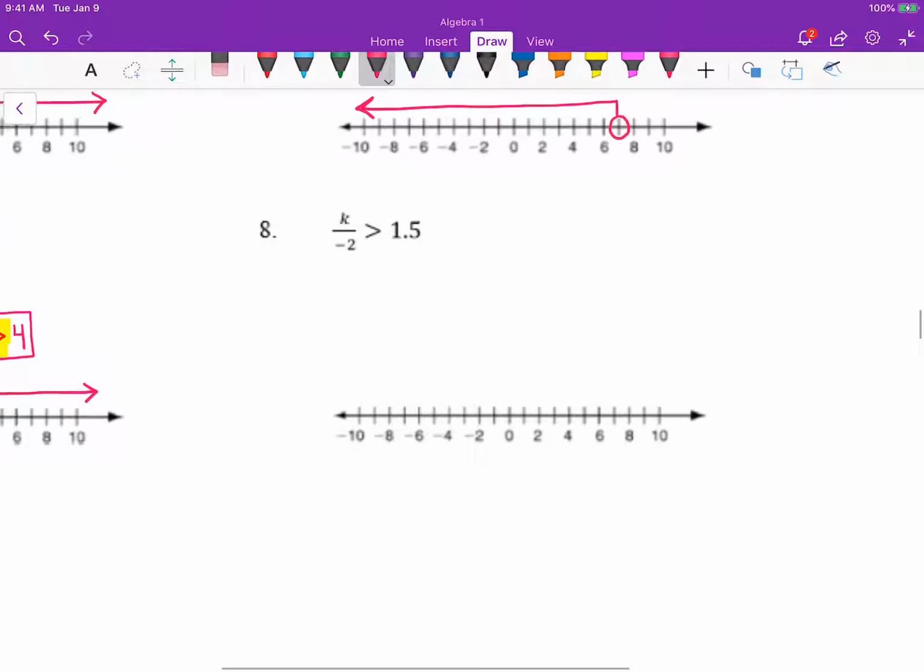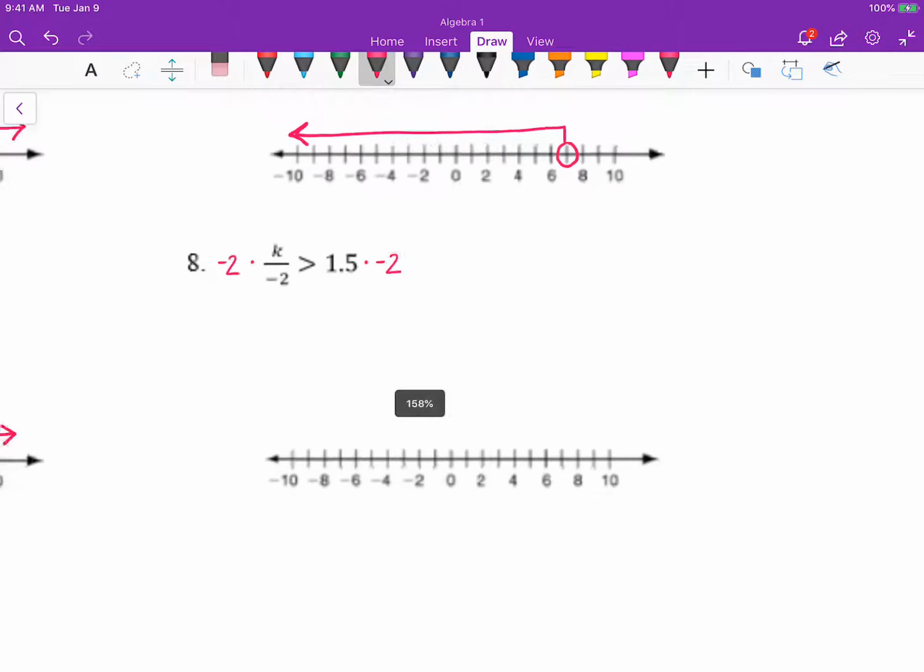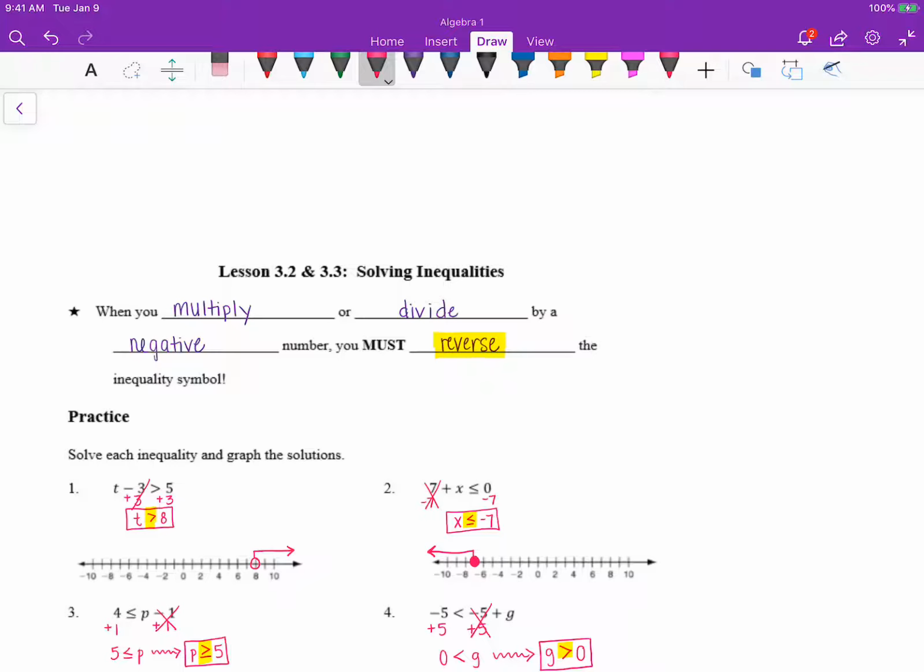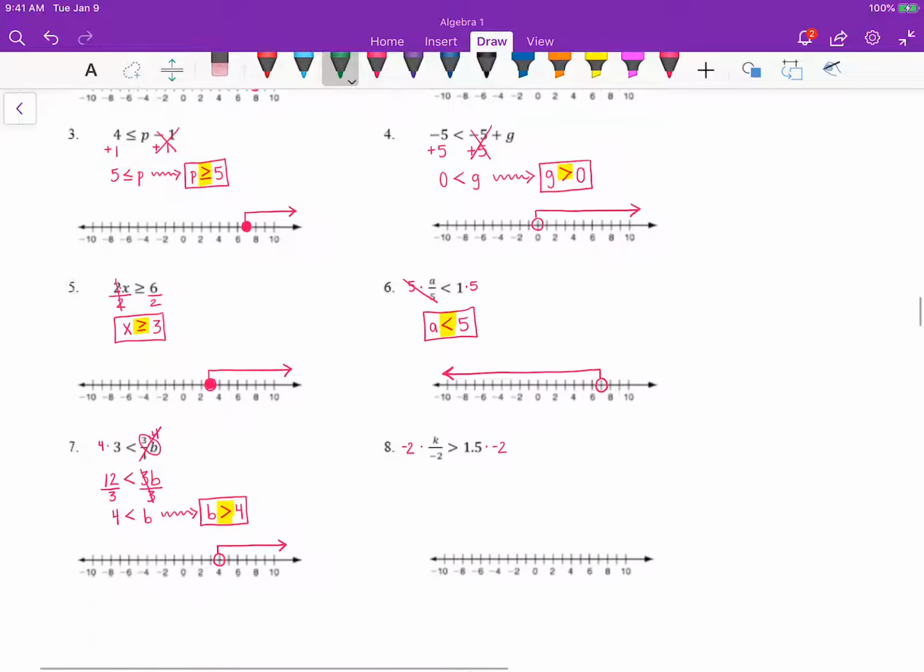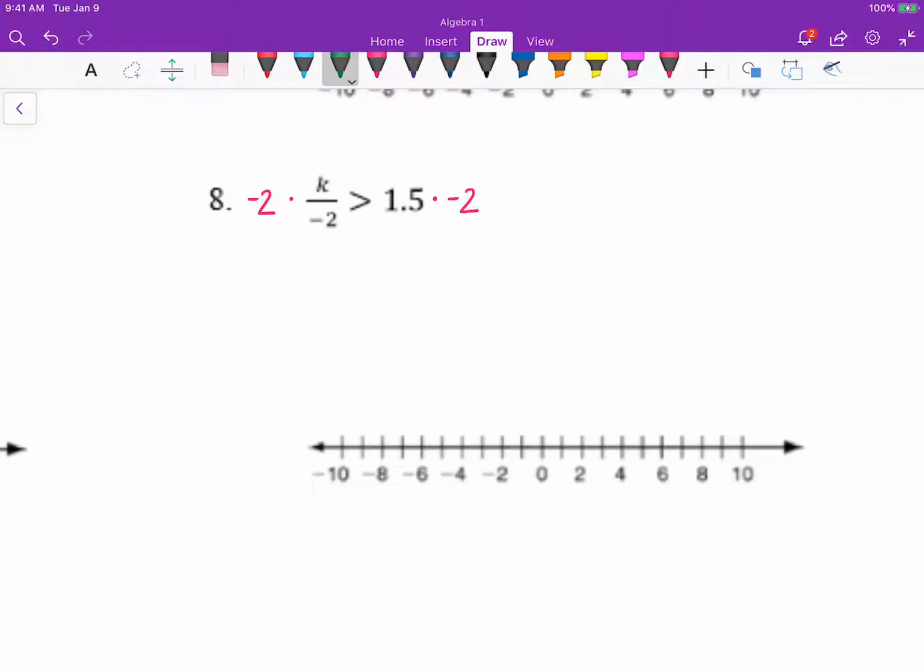After that, number 8. In number 8, K is being divided by -2, so to get rid of that, I need to multiply both sides by -2. Now, this is the first time that we've encountered, if you take a look up here, where it said that whenever you multiply or divide by a negative number, you have to make sure that you reverse your sign. So I'm multiplying in number 8 by a negative number here. So I need to make sure that I remember to flip my sign here.